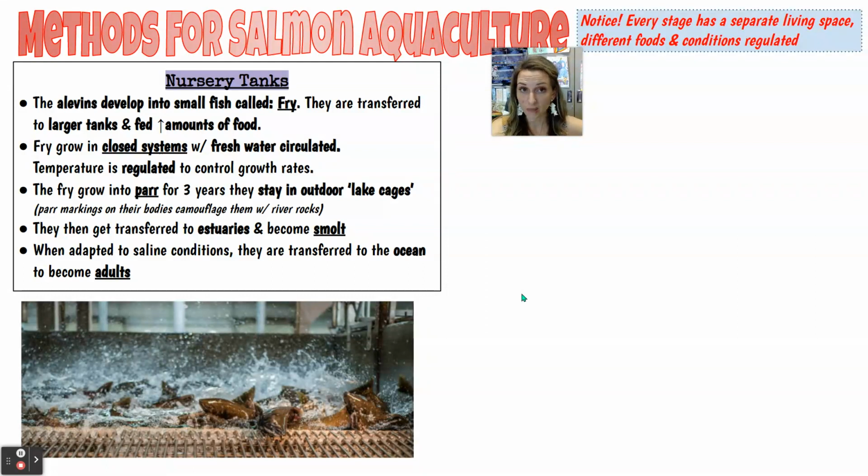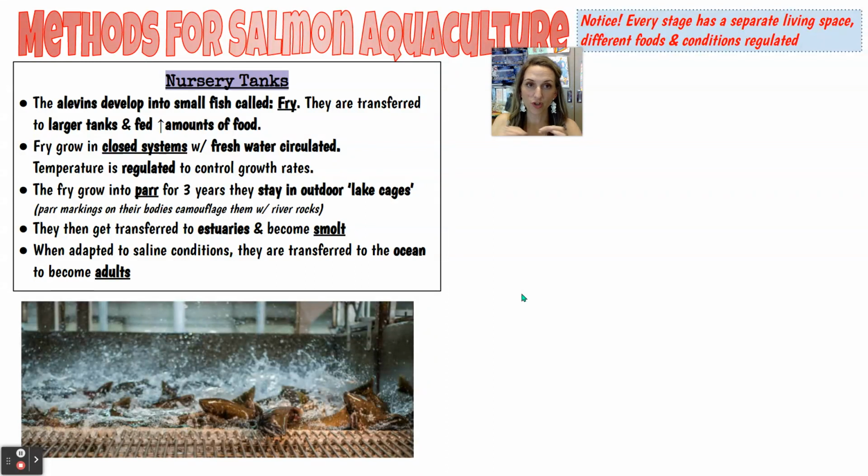Parr are called parr because they have parr markings on them, which look like dark spots, and that helps with camouflage in a freshwater riverbed, which would be their natural environment. When they are big enough to become a smolt, they go to estuaries, and estuaries are not going to have a gravel bottom like the riverbed.